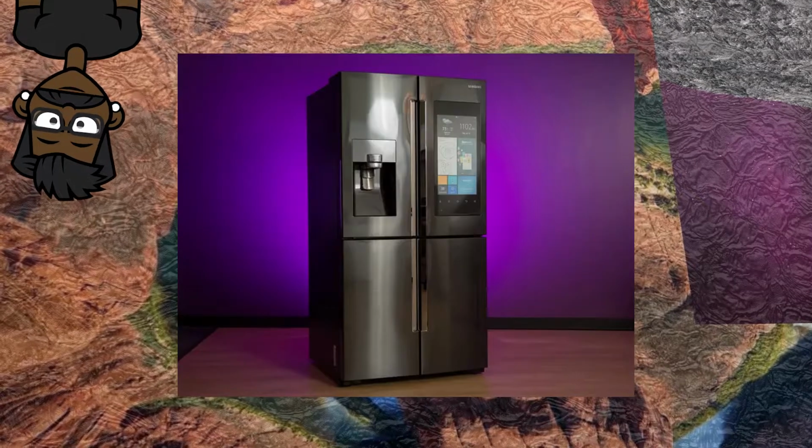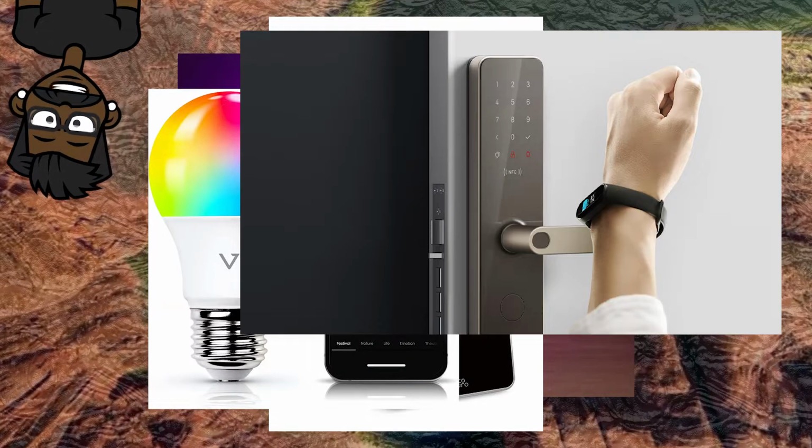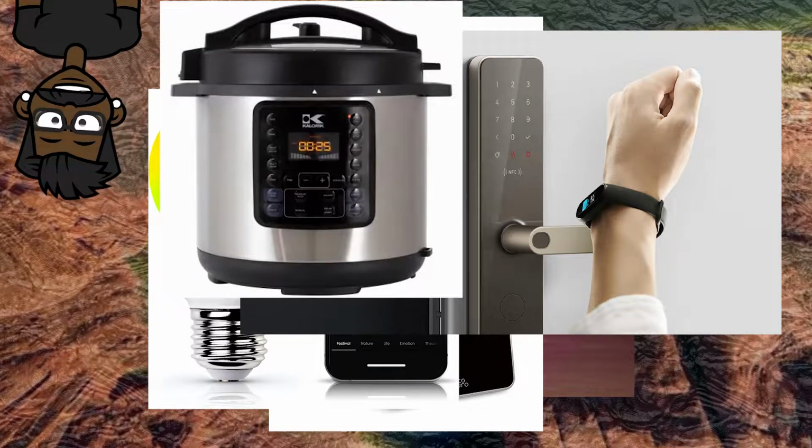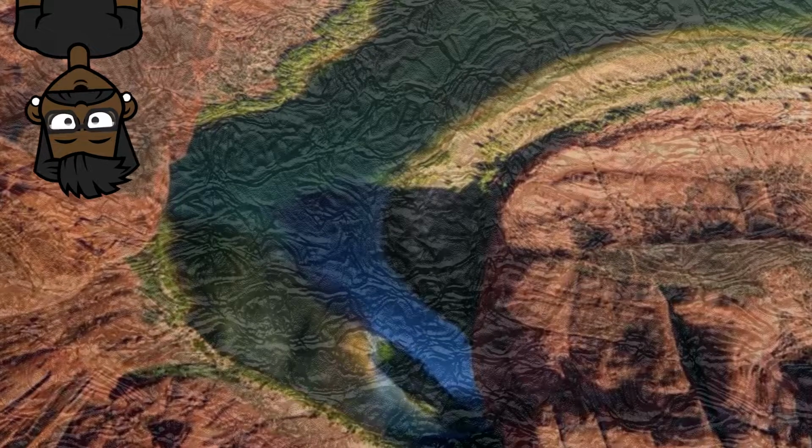Now, in addition to smart oven, you have others like smart refrigerators, smart blenders, smart light bulbs, smart doors, smart pressure cookers, smart washing machines, smart desk. The list goes on. We're just going to stop there.